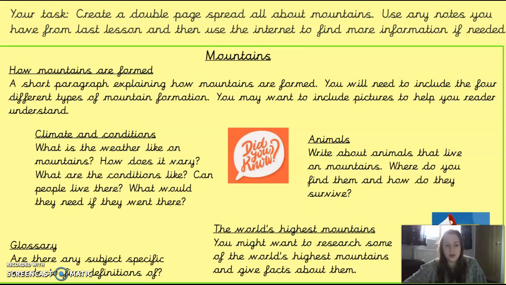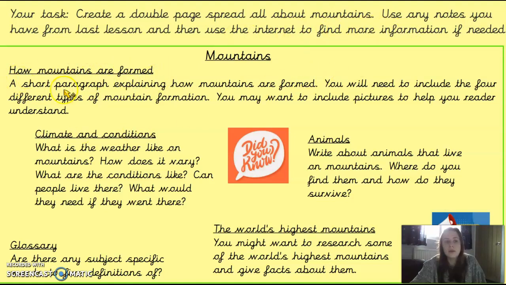So what you are going to do is create a double page spread all about mountains. You're going to use some of the things that you're going to find out today, and some of the things you found from last lesson. So you need to have a mountain heading and you need to find information for each of the subheadings. Now, some things you will have already known from our previous geography sessions. Some things you'll need to use the internet today to find out more about.